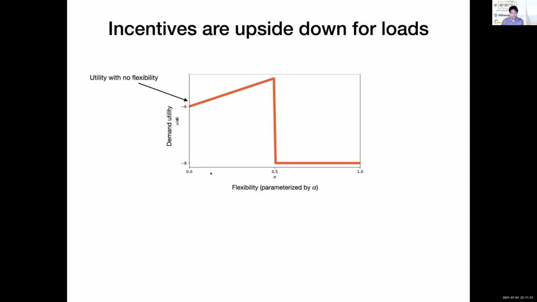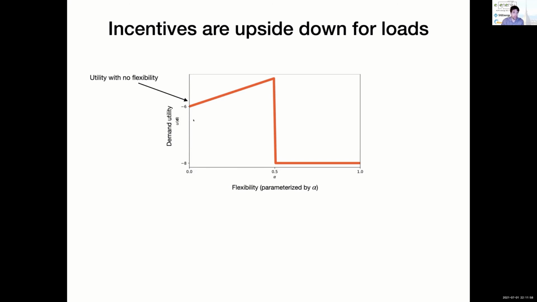And on the right-hand side, on the horizontal axis, we have flexibility, which is parameterized by alpha. You can imagine alpha is just like scaling the width of these upper and lower bounds on the demand. So as alpha goes from 0 to 1, 0 is no flexibility at all, 1 is sort of maximal flexibility in some sense. And this is a power system with a single load, a single generator, and 2 time periods.